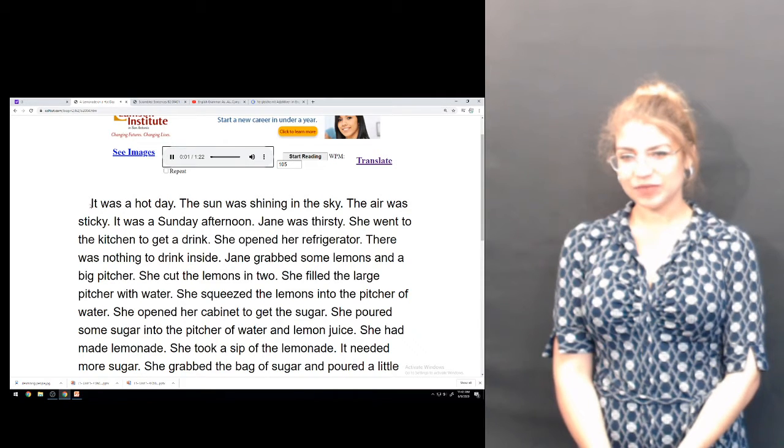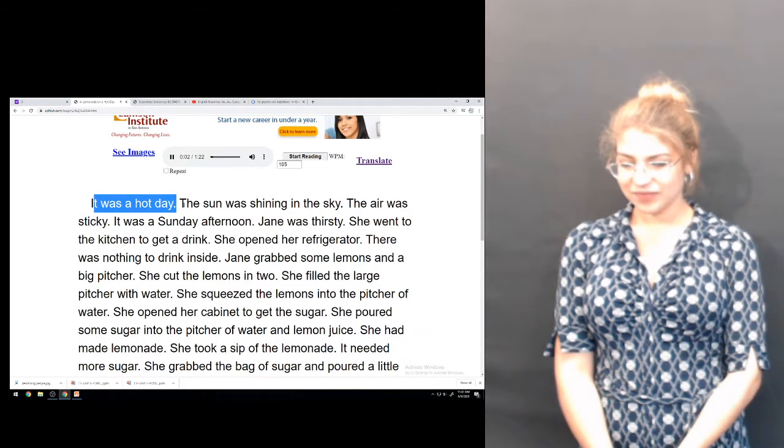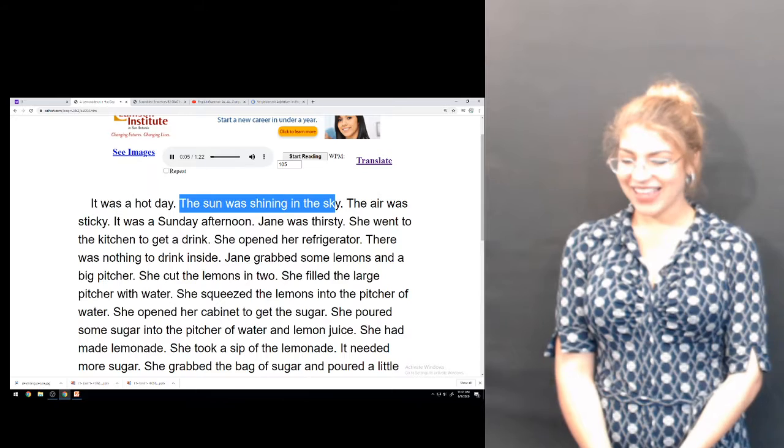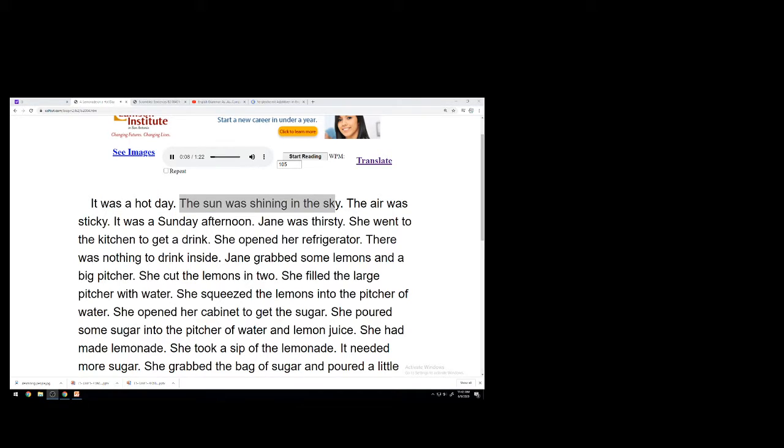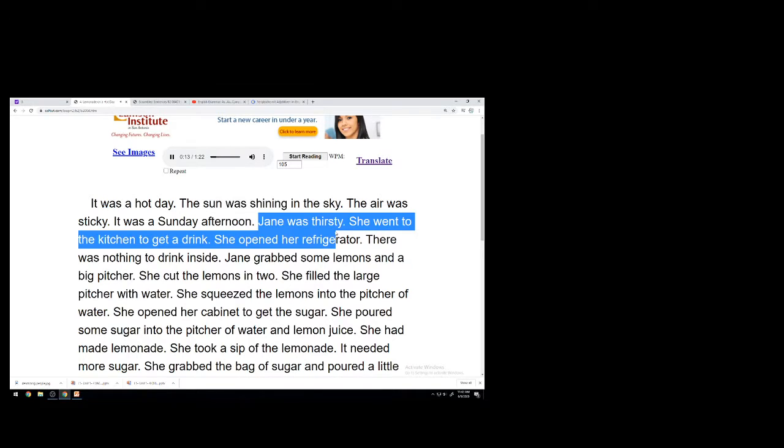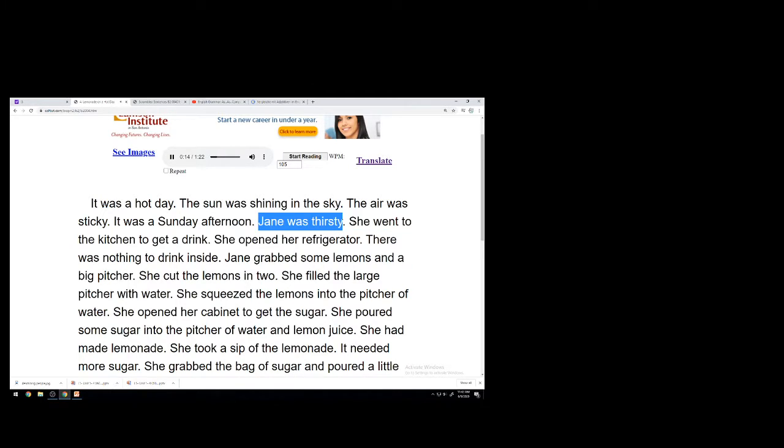It was a hot day. The sun was shining in the sky. The air was sticky. It was a Sunday afternoon. Jane was thirsty. She went to the kitchen to get a drink. She opened her refrigerator. There was nothing to drink inside. Jane grabbed some lemons and a big pitcher.